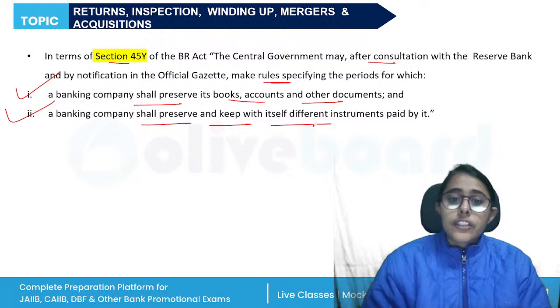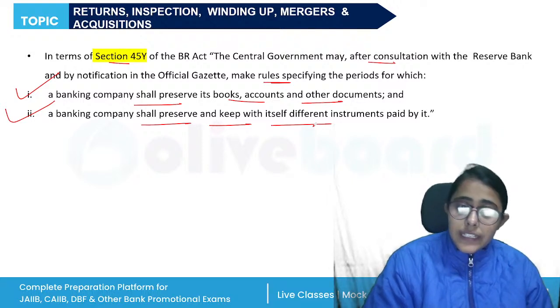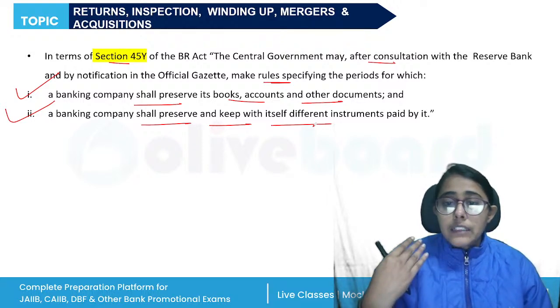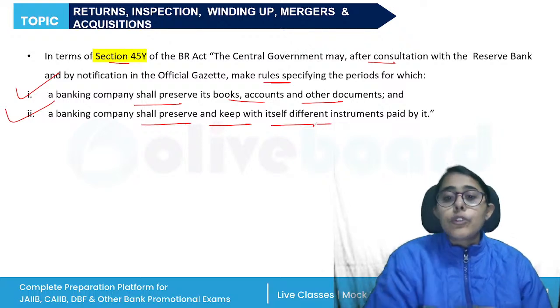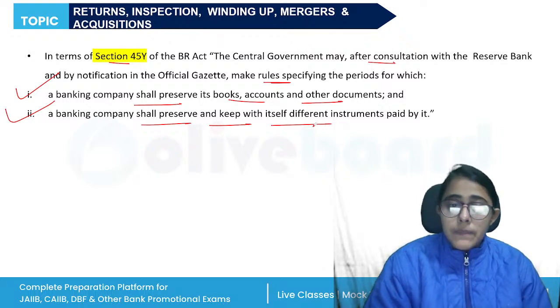Regarding the return of the paid instruments as well, right? So again, section 45Z of the Banking Regulation Act, the bank is authorized to return the paid instruments to the customers even before the end of the period of the preservation which is specified under the act, right?